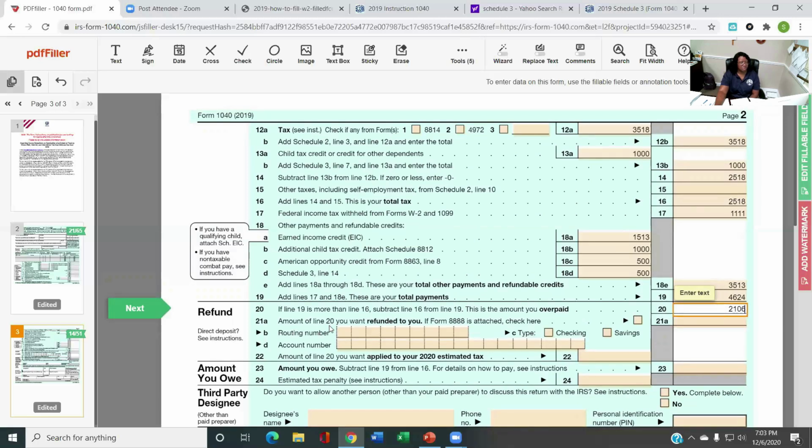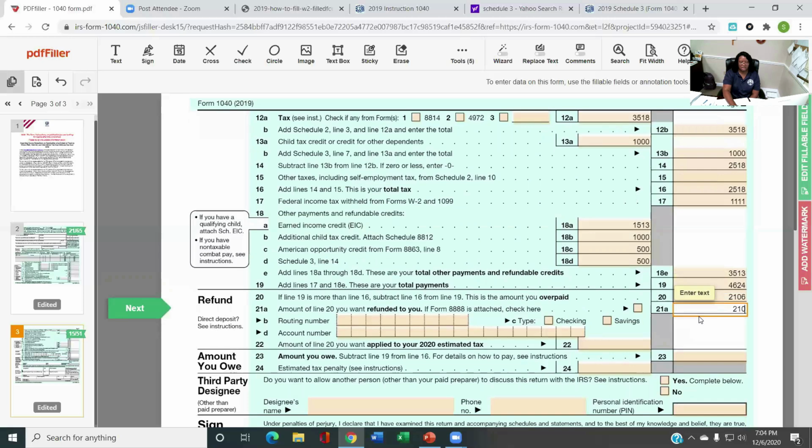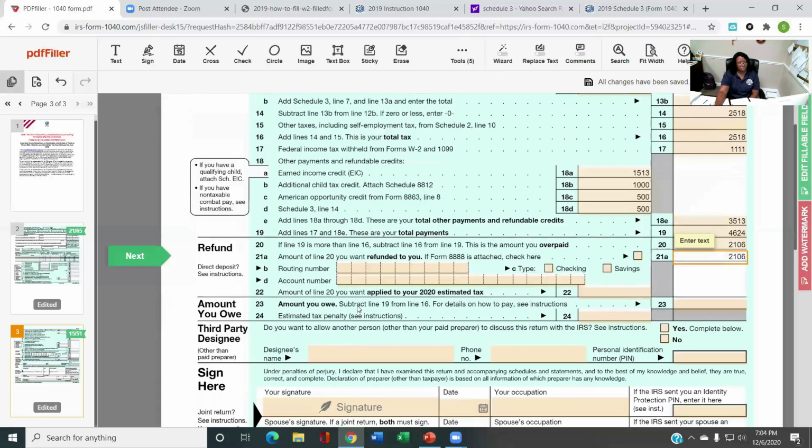And then they always want to know what amount you want refunded to you, or if you want to let them keep it to go towards next year. I've never had a client say, oh, they can keep it. Everybody wants their money now. So you will put that figure there. This is very, very, very important. This is where their money is going to go.